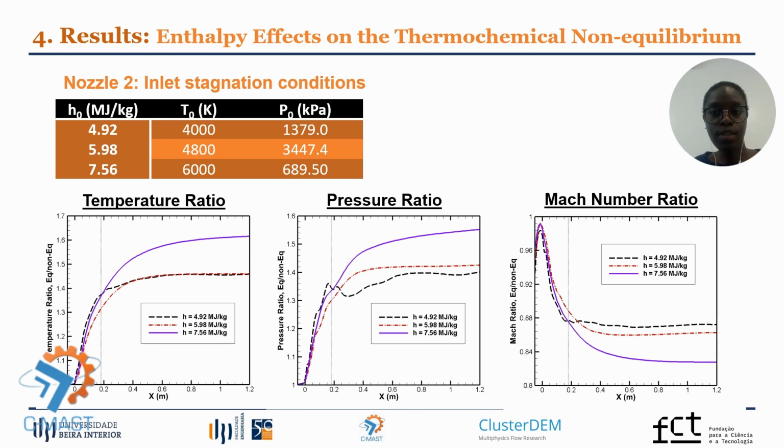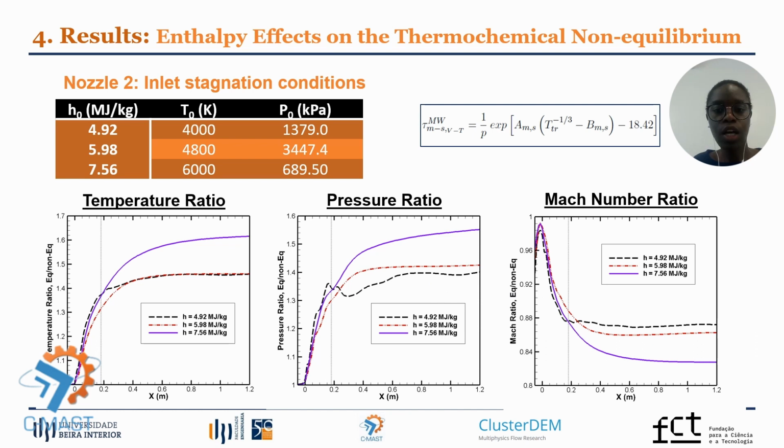As we can see, before the freezing point, which is the dotted vertical line, the non-equilibrium degree is higher for the lower enthalpy condition of 4.92 megajoule per kilogram. And this is because the relaxation time, which is the time required for the vibroelectronic energy to equilibrate with the transrotational energy, is inversely proportional to the pressure and is highly dependent on the temperature, as we can see.